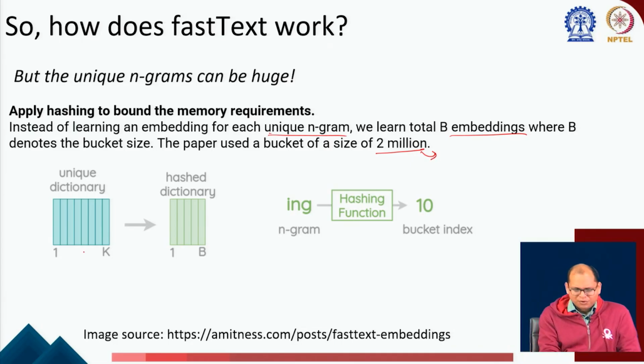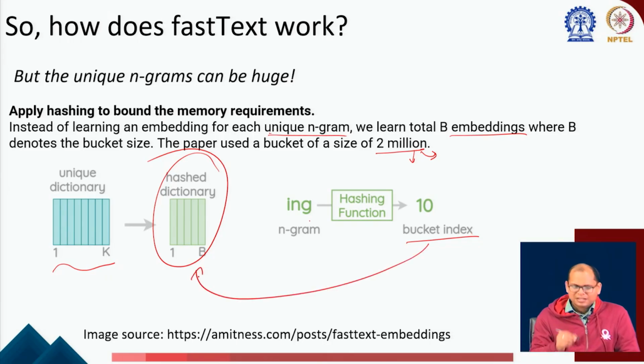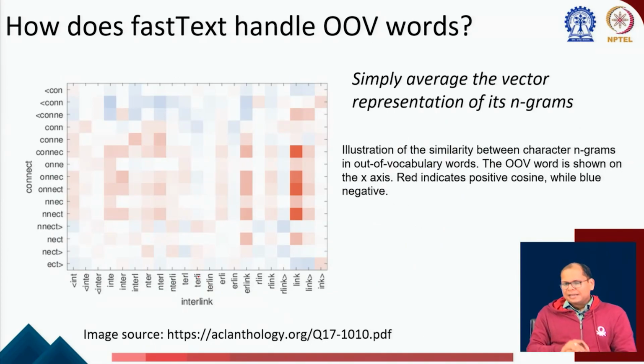So what you will do, from your unique dictionary of n-grams, you will have a hash dictionary of B embeddings. So you will lose some information, but there are 2 million possible n-grams that you can make use of. So not much. Each n-gram will be mapped through this hashing function to some bucket index, and that's what you will finally use. And you will learn an embedding for each of these B buckets. This was a certain compromise that was done to ensure that you are able to fit things in memory and it does not just blow up because of the number of n-grams you are considering. Okay, and that was all.